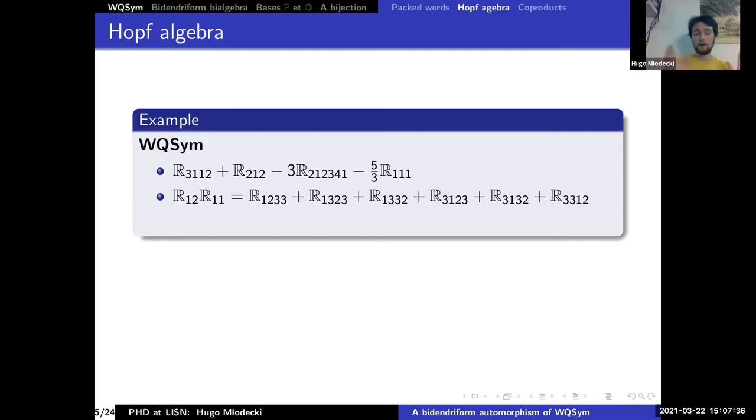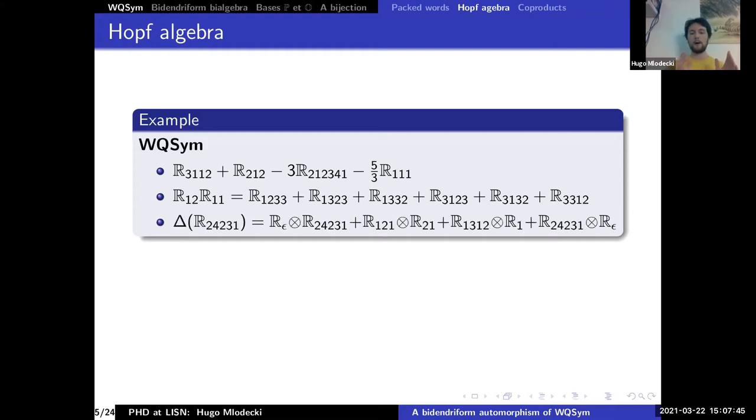And there is another, dual thing to the product: the coproduct. The coproduct is a way to disassemble elements of the algebra into pairs of elements. Here we have one element of the algebra, and when we apply the coproduct to this element, we get a linear combination of pairs of elements of the algebra. So here we have two elements of the algebra, two elements, and so on.